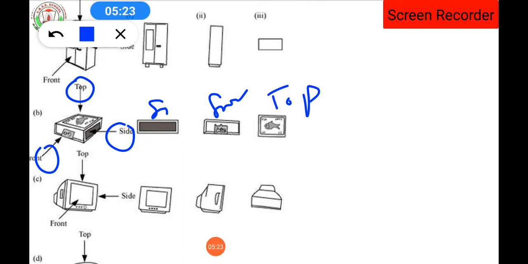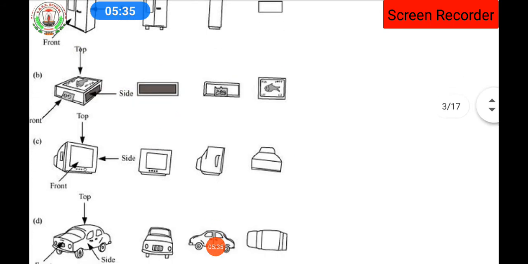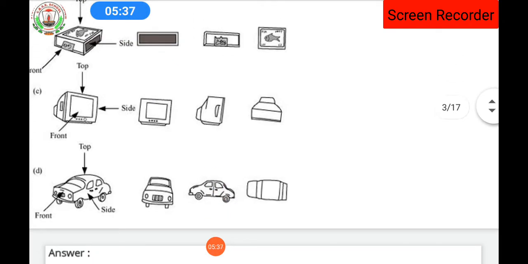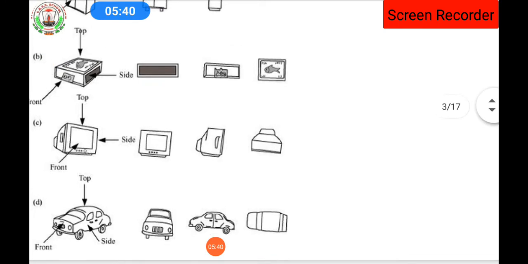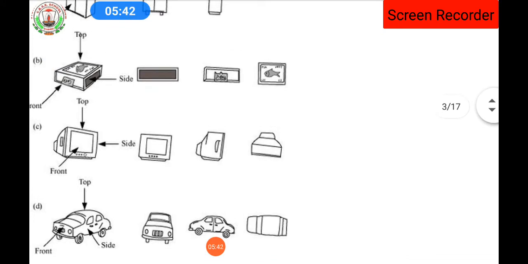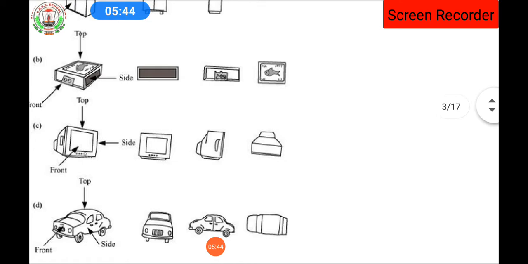Similarly for the TV, here the side view is given, this one is the side view, this one is the front view, and here we can look at it as a top view. So individually you have to see the picture. In a picture already the top, front and side view is marked. You have to just identify among these which one will be which.